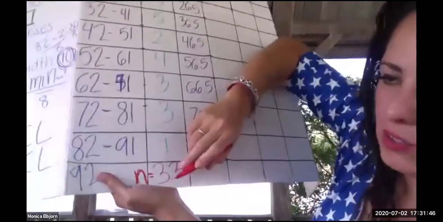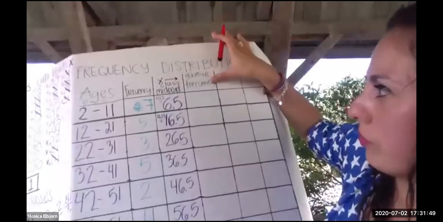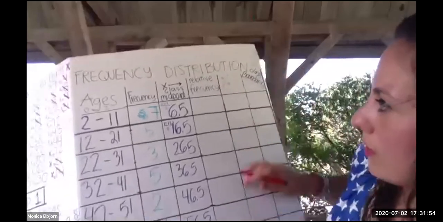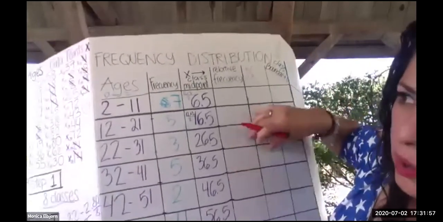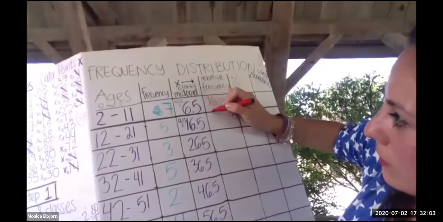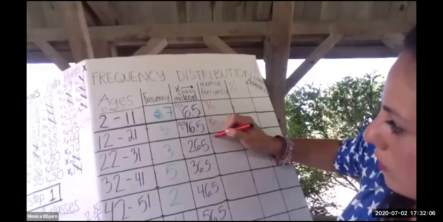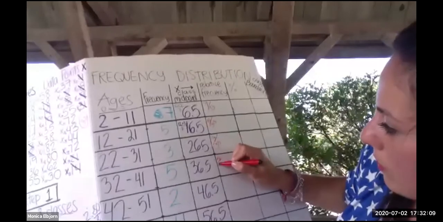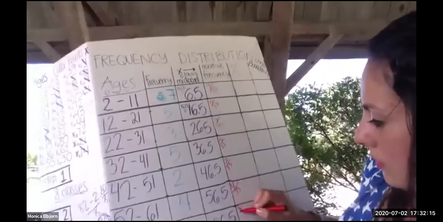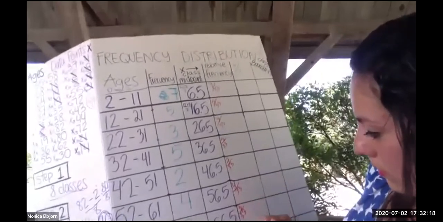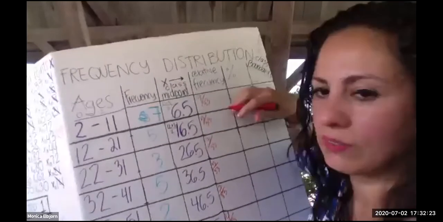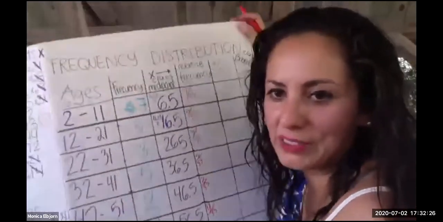So if we got 33 over here, what will be our relative frequency? So relative frequency means the percentage out of the whole. So over here is 7 divided by 33, 5 divided by 33, 3 divided by 33, 5 divided by 33, 2 divided by 33, 4 divided by 33, 1 divided by 33. So 7 divided by 33, yes. How much is it?